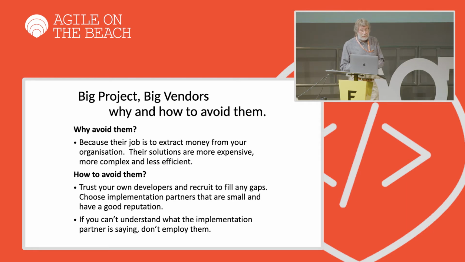So what I want to talk about today is how to avoid them. And what I've heard, and found to be true in the projects I've worked in, is that you should trust your own developers, trust your own team. I think that's part of the agile philosophy: there's not some emperor of data warehousing that knows everything, and the team are just little ants that are supposed to do what they're told. Those people in the team know what they're doing. They've got skills. They've got stuff to contribute. So trust your own developers and recruit if you need to fill the gaps.